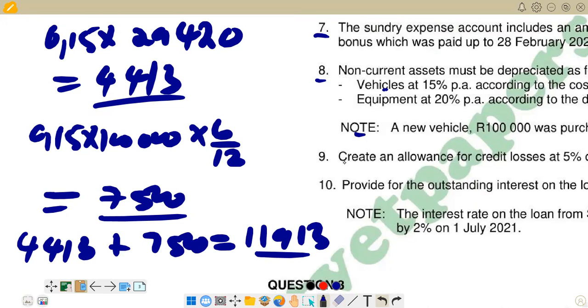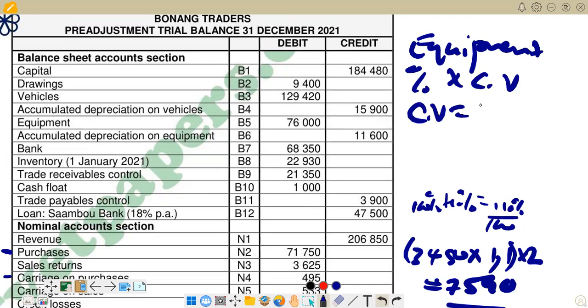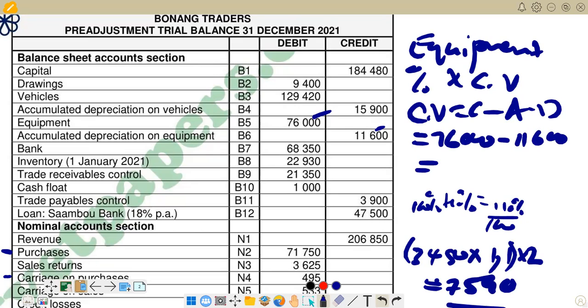Now we go to the next one, which is equipment. Equipment is 20% using the reducing balance method. So for equipment, remember, reducing balance, which is diminishing balance, we say percentage times carrying value. Of which carrying value, we find it by saying cost minus accumulated depreciation. So let's start by finding carrying value. Our cost for equipment is 76,000 here, and then our accumulated depreciation is here, it's 11,600. So we're saying 76,000 minus 11,600. So when you calculate that one, let's try to see.